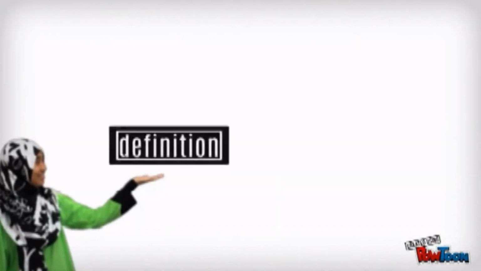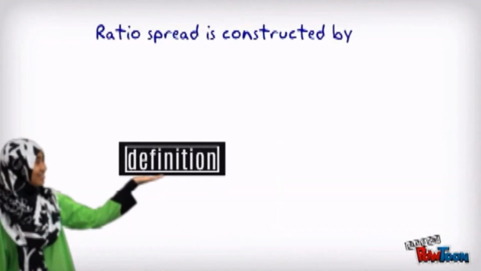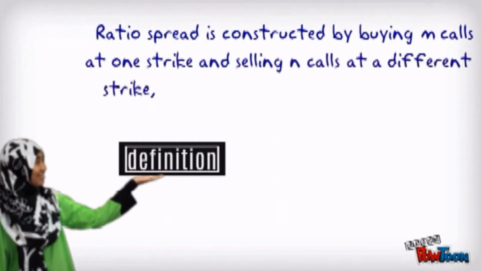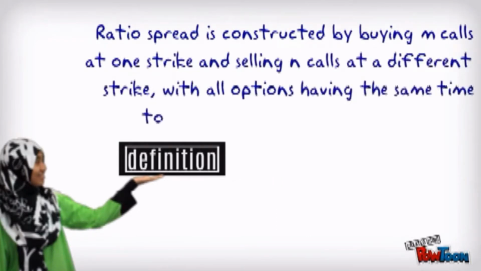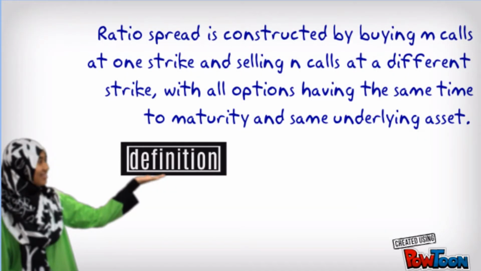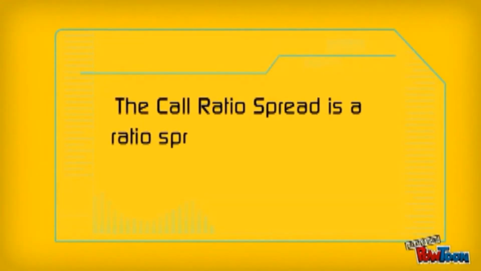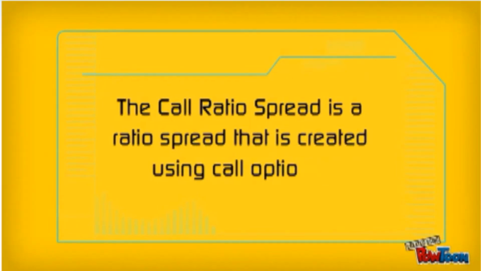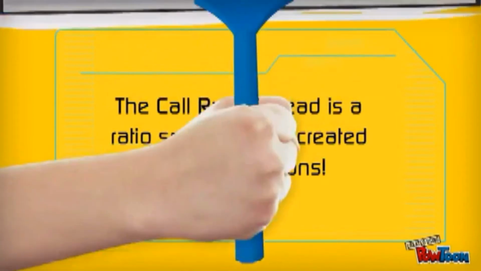In general, the call ratio spread is constructed by buying M calls at one strike and selling N calls at a different strike, with all options having the same time to maturity and same underlying asset. One thing that we should know, the call ratio spread is a ratio spread that is created only using call options. So, we should master the basics of call options before we construct the call ratio spread.